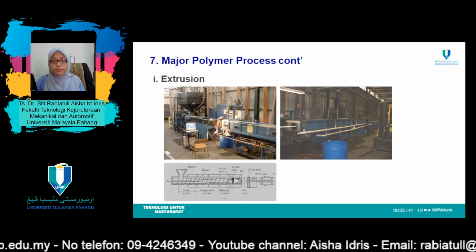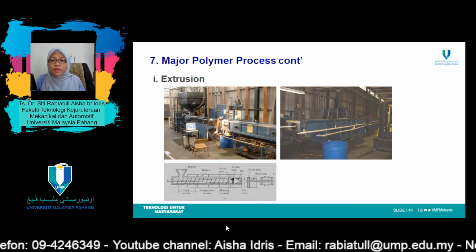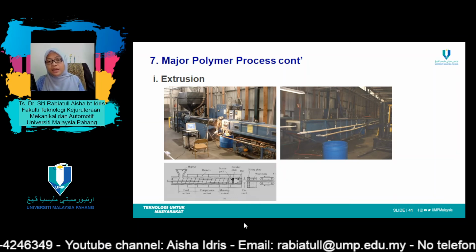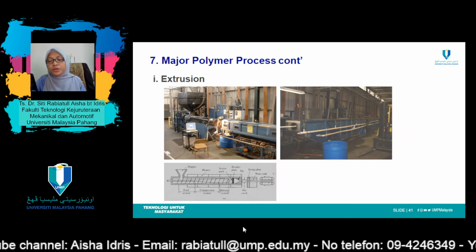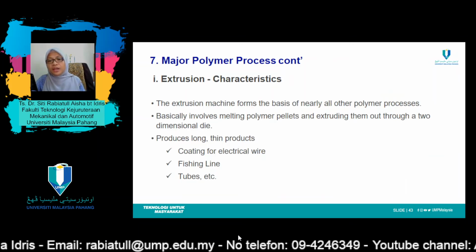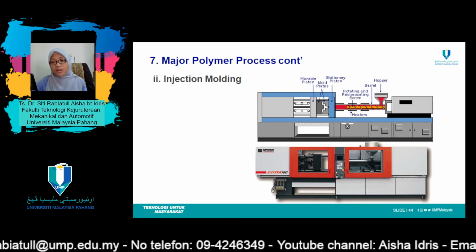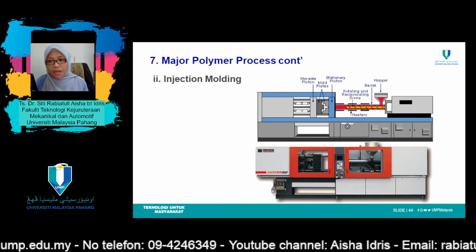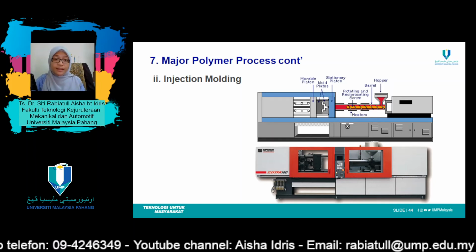Okay, so that will be the 4 processes that I've shown you to produce polymer. And now let's go back to our slide. So the rest of the slides actually summarize the processes involved to produce polymer. If you notice just now, the process for extrusion and injection molding is more or less the same. In fact, we may use more or less the same types of machine, but the difference is only the mold and the die.